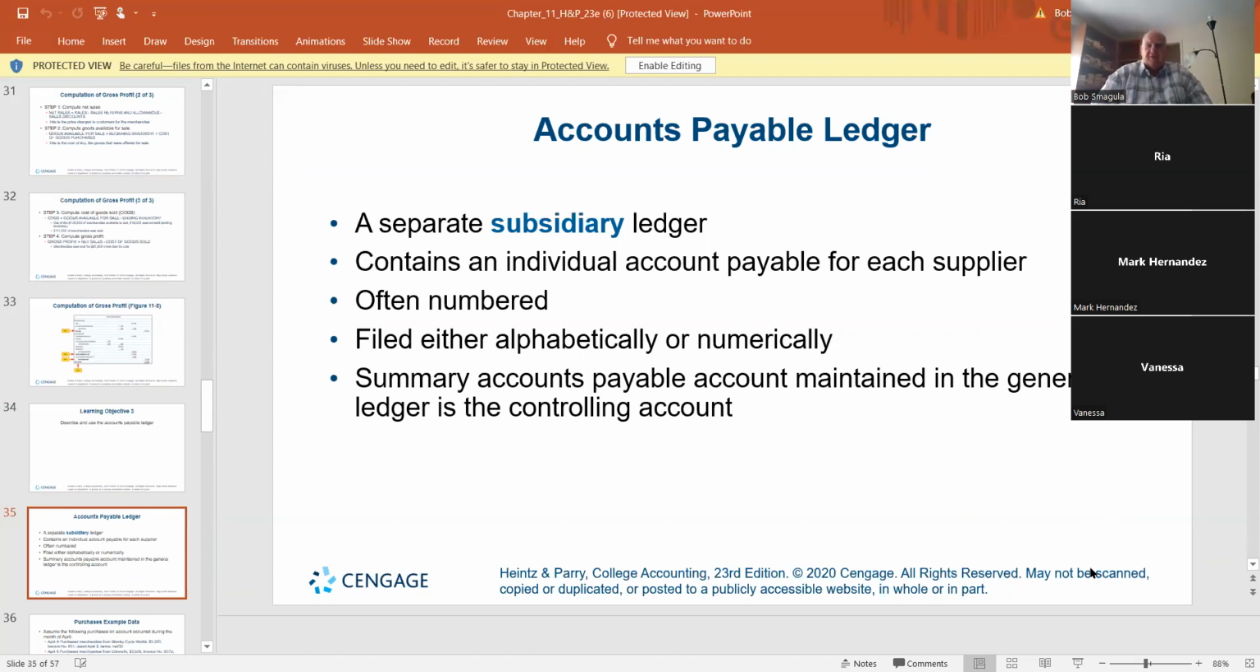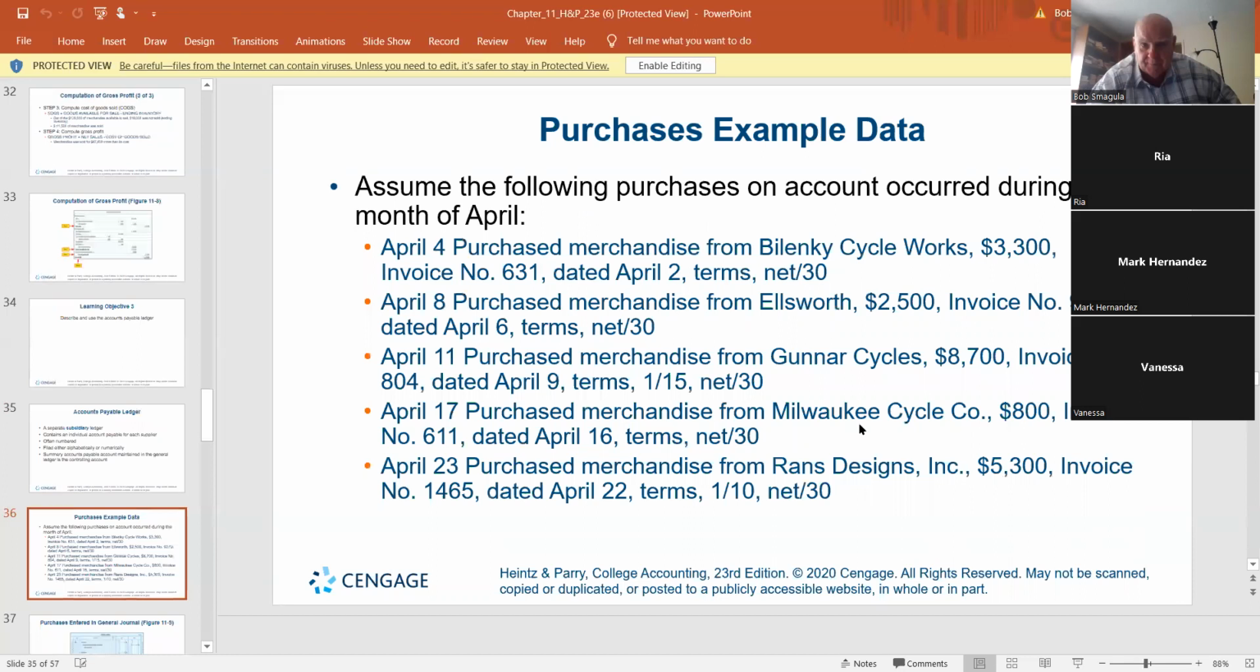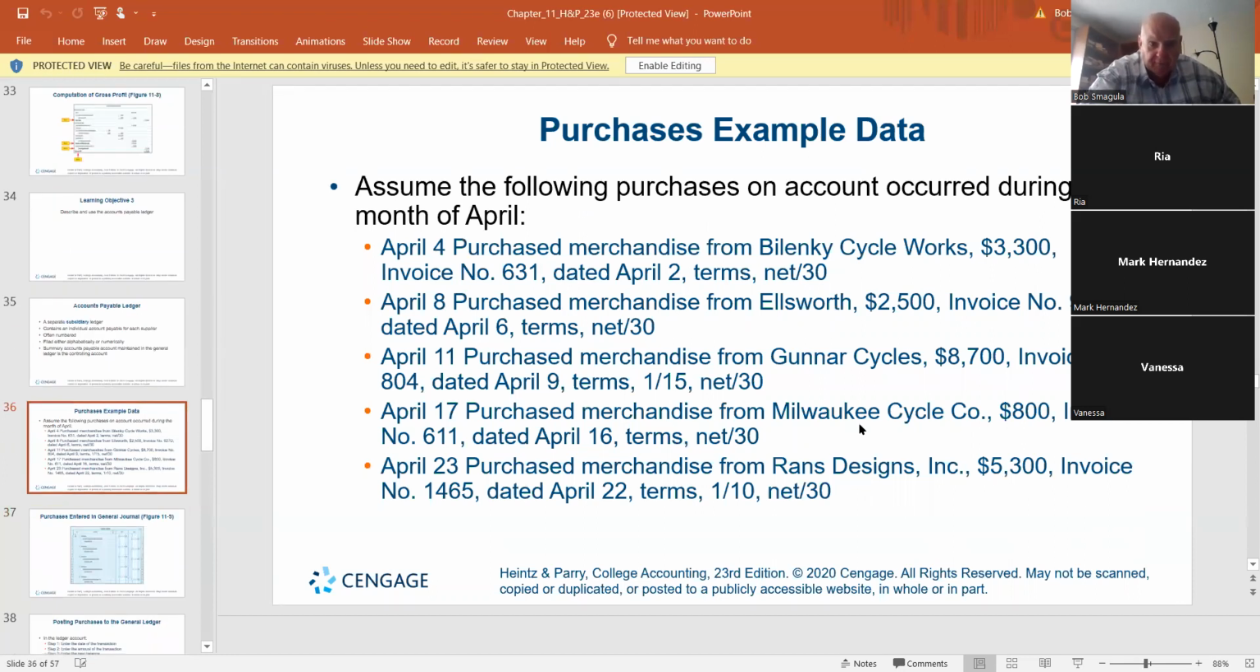It contains an individual account for each supplier. Just like in your general ledger, you have one account for cash, one account for accounts receivable, one account for accounts payable. Now we're taking that accounts payable number in the general ledger and showing the detail by vendor. So subsidiary ledger, usually alphabetically listed. Summary accounts payable account, that's the control account.